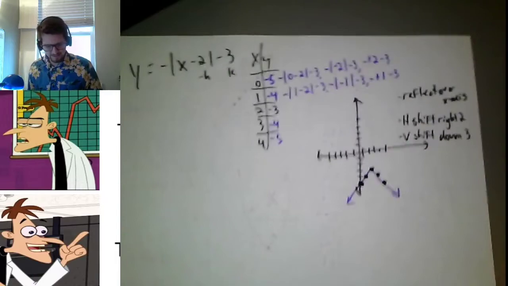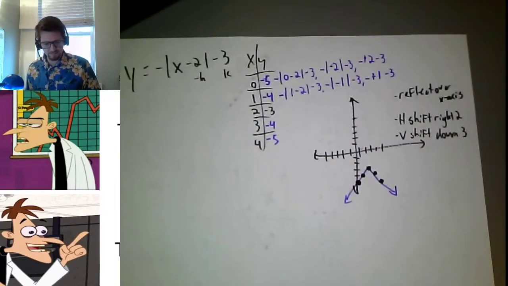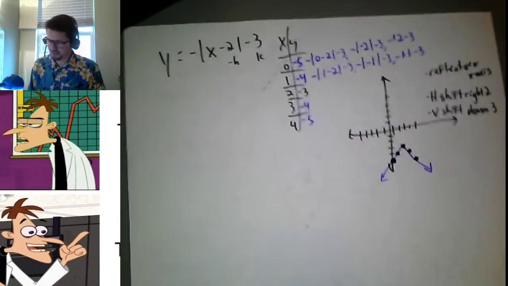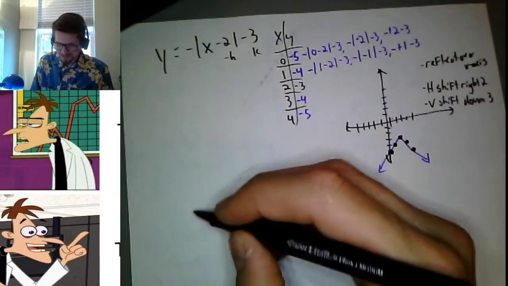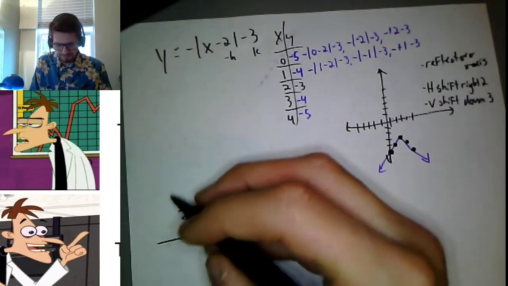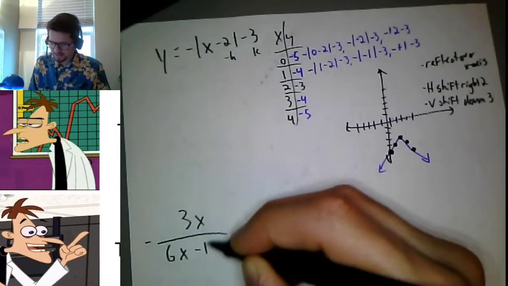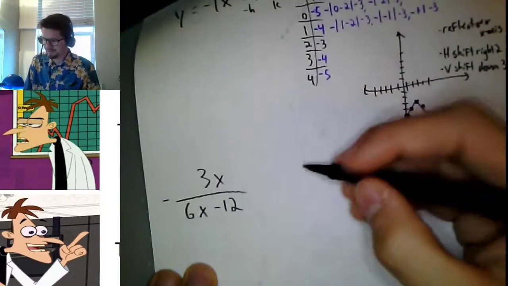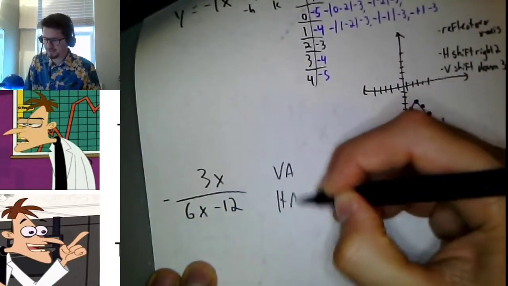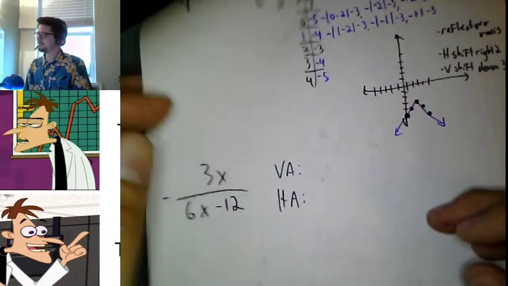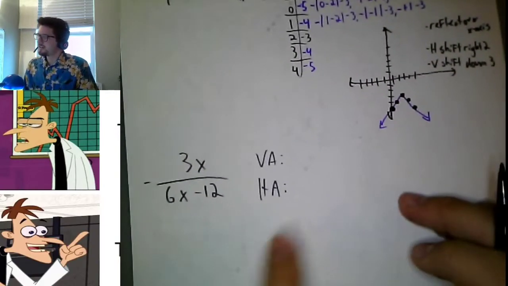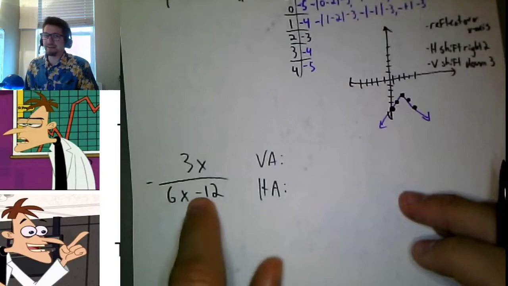The only thing I got left would be an asymptote problem, which is also technically graphing. So if I had the fraction of negative 3x over 6x minus 12, how would I find my vertical asymptote and my horizontal asymptote? So the vertical asymptote is what number would make my denominator 0.